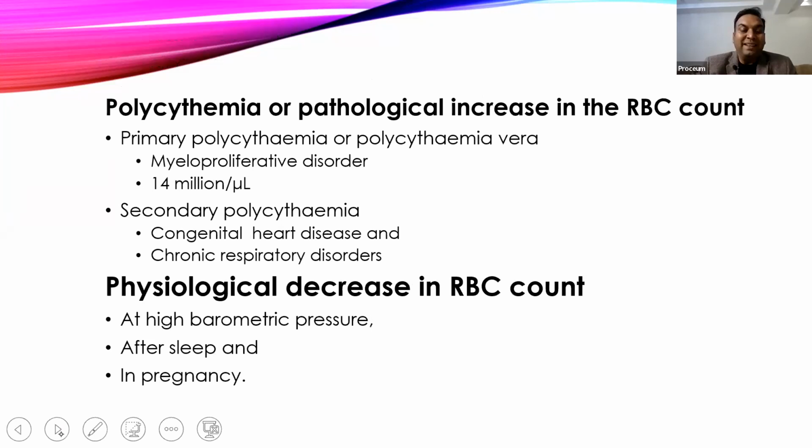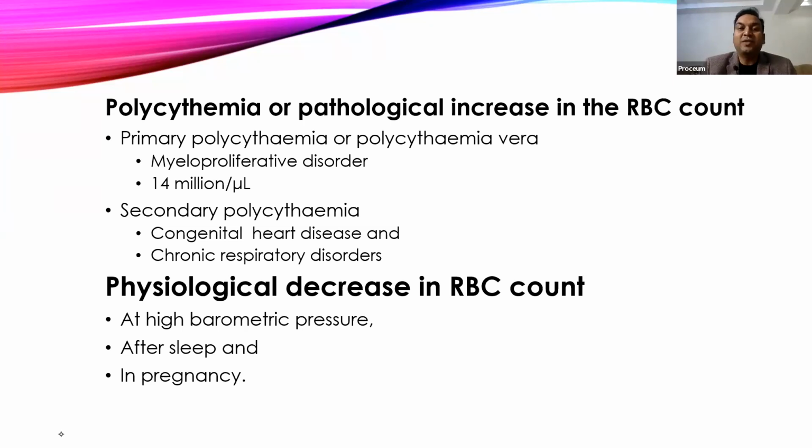Then come to the pathological causes. When there is a pathologically increased RBC count, that is, more than 14 million count, then we call it polycythemia. And if that polycythemia doesn't have any cause, then we call it polycythemia vera, or primary polycythemia. This is usually a cancerous condition where uncontrolled proliferation of the bone marrow occurs, and that will lead to increased RBC production. Apart from the RBCs, it also leads to an increase of platelets and WBCs also, and that's why the name polycythemia is given.